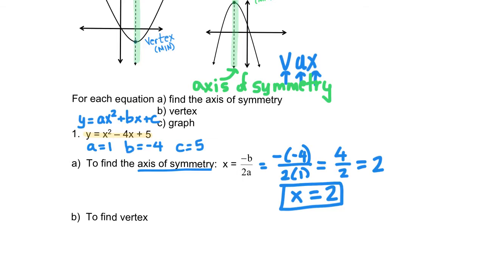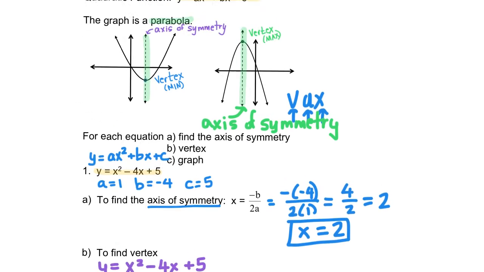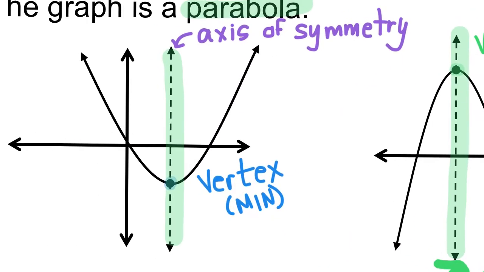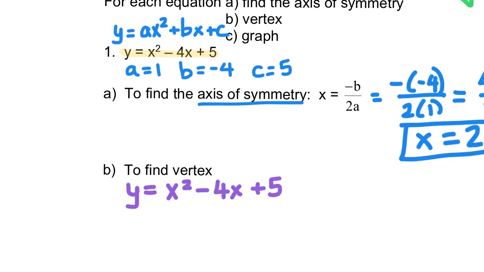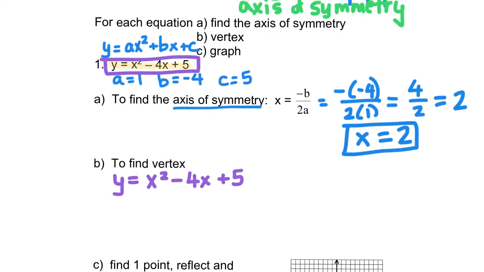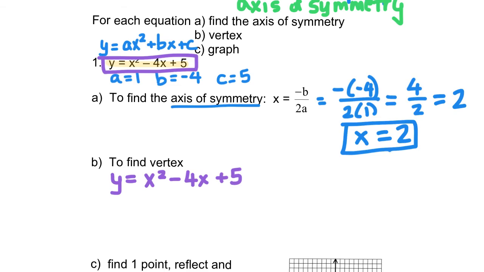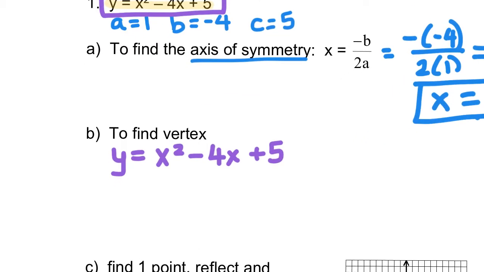Now to find the vertex, I'd like to first take your attention back to the graph. The vertex goes through the axis of symmetry. So the vertex and the axis of symmetry share the same x value. And what we're going to do to find the vertex is use our equation which was given to us, and we're going to substitute x equals 2 for our x value.